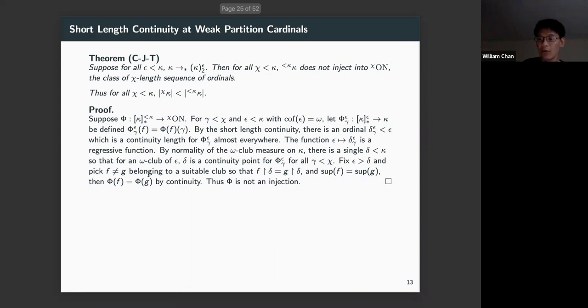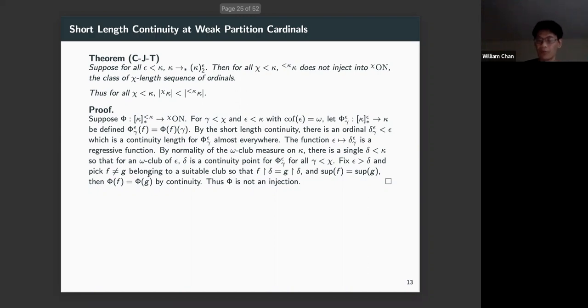Now, the function that goes from epsilon to delta super epsilon sub gamma, this is a regressive function, right? And since the omega club measure on kappa is normal, using normality several times, you'll find a single delta less than kappa, so that for an omega club of epsilon, this one single delta is this continuity length for phi epsilon sub gamma for every gamma less than chi.